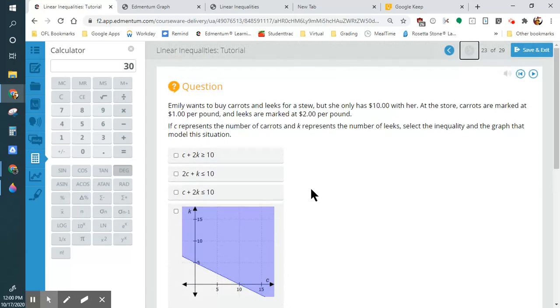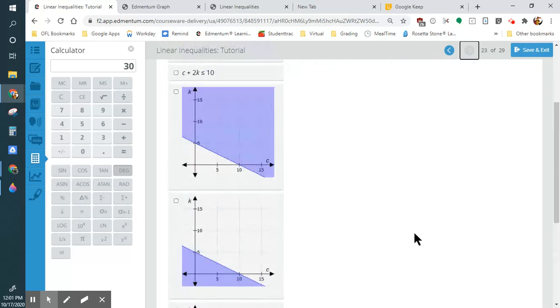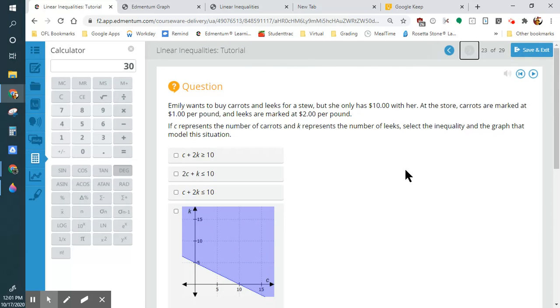All right, so let's take a look here. So which one of these works? A good way to do this, let's do it the way I said it. So I'm going to assume, let's read this first. Okay, so let's see here. But she only has $10. So if she only has $10, she wants to spend less than or equal to $10.